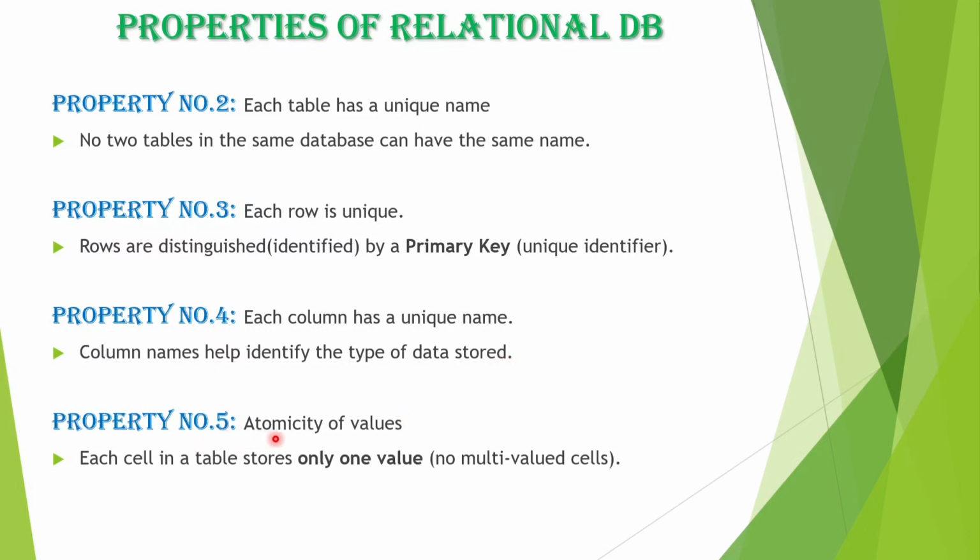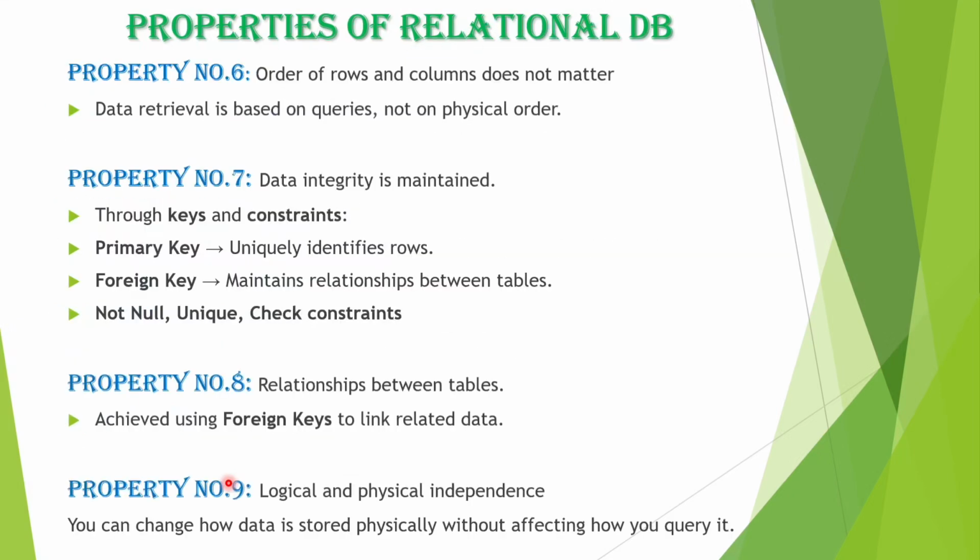Property number 5, atomicity of values. Each cell in a table has only one value. There is nothing saying we should not have more values in the same cell of the table, but still, the good way of storing the data is to always have only one value per cell.